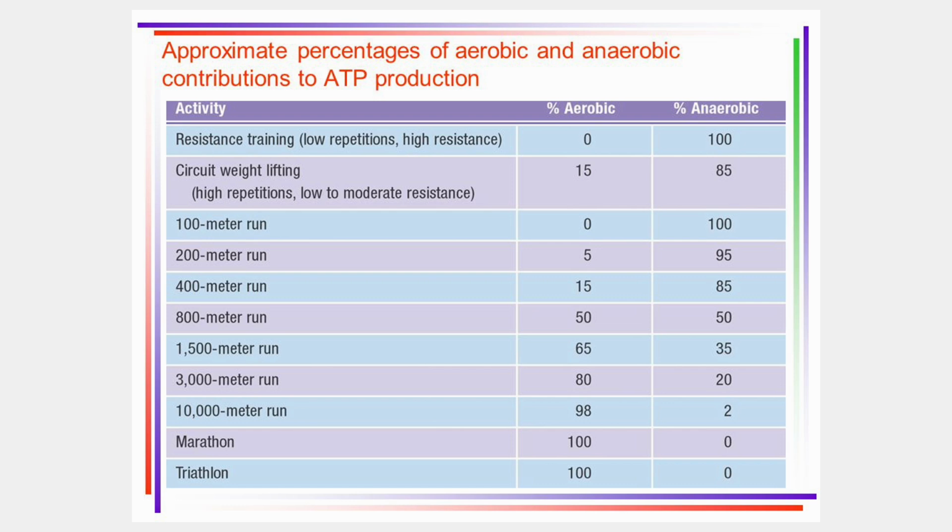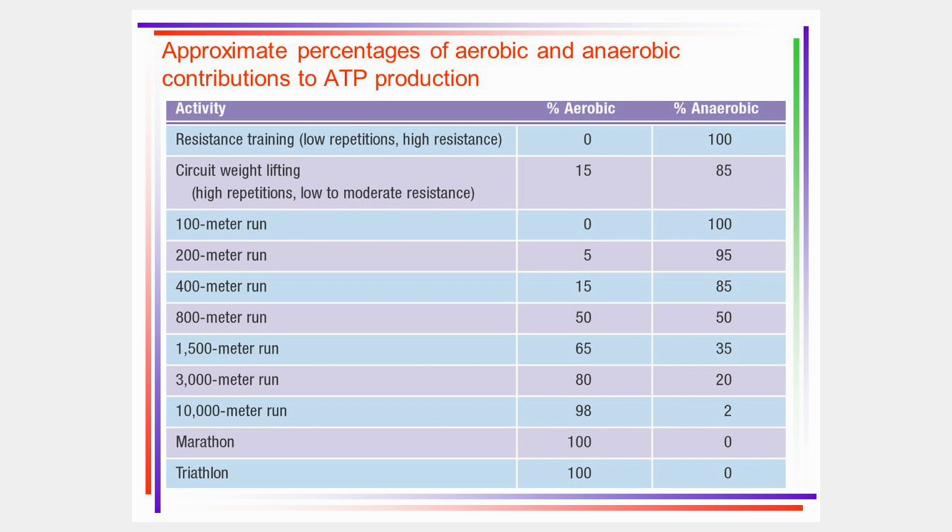So we have approximately percentages of aerobic versus anaerobic contributions to ATP production. So let's talk about aerobic versus anaerobic just a little bit more. Here on the left-hand side, you see the activities. These activities show different types. So we have resistance training, which is low repetitions, high resistance. That is primarily done quickly, so it's going to be done in a short period of time for each set. Not talking about the whole workout, per set. So that will be primarily 100% anaerobic performance.